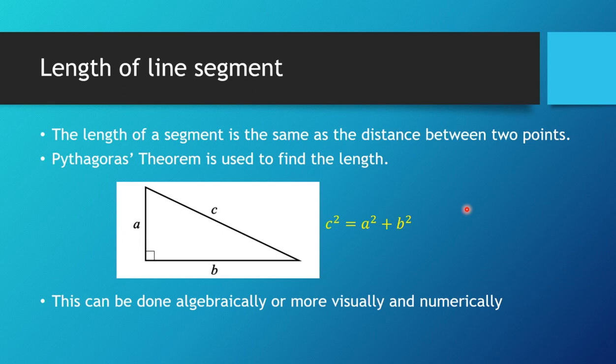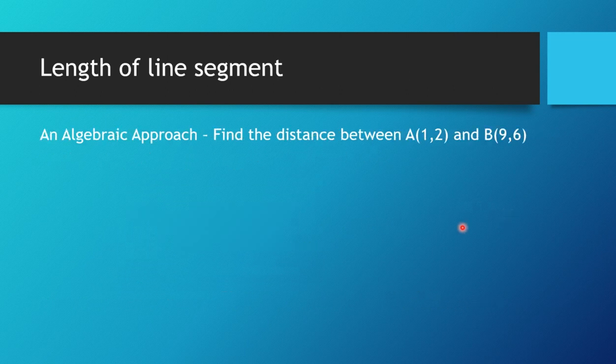We can use Pythagoras' theorem either algebraically or in a more visual and numerical approach. First, the algebraic method. Let's use the example of finding the distance between the point A, (1, 2), and the point B, (9, 6). We will start by drawing a quick diagram.